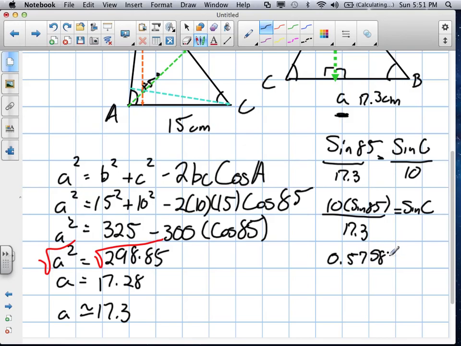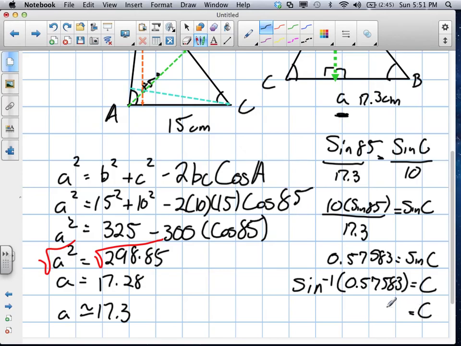I'm taking 0.5758. Is that what you got? Yeah. How do I find C from here? Bring the sine over. What does it become? Sine inverse. Yeah, that's what's important when we're looking for the angle. Equals C. So we do the sine inverse of that answer. 35 degrees, 35.1, which we're going to approximate to be 35 degrees.